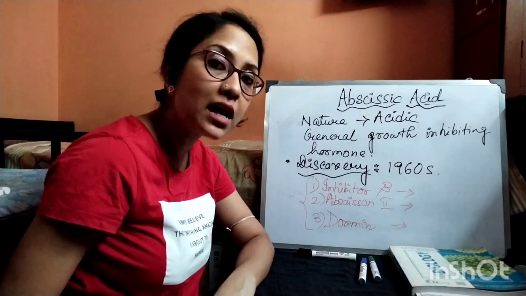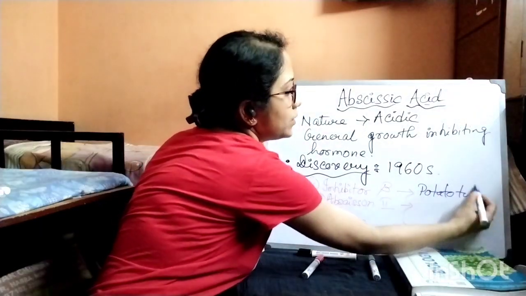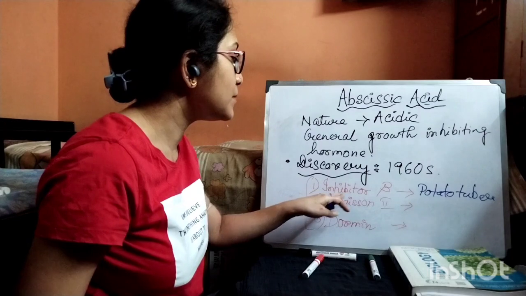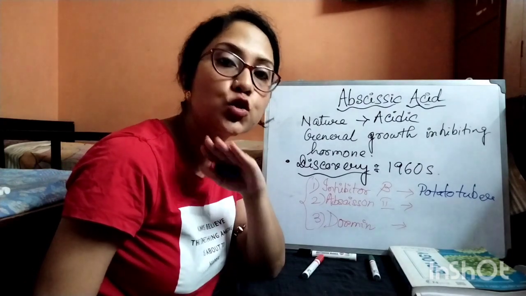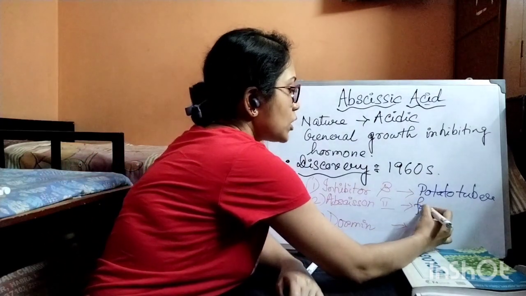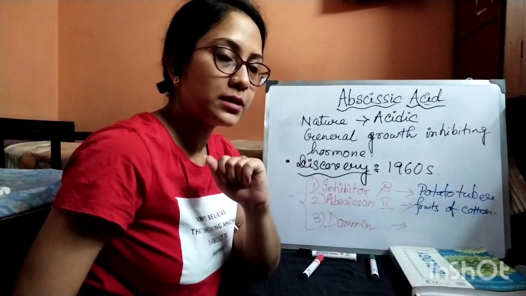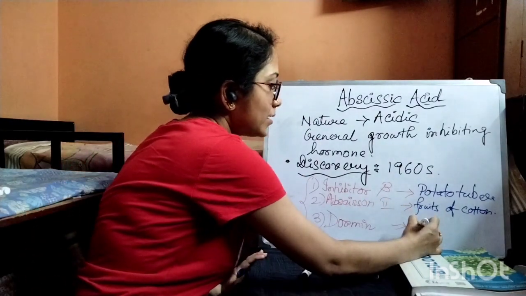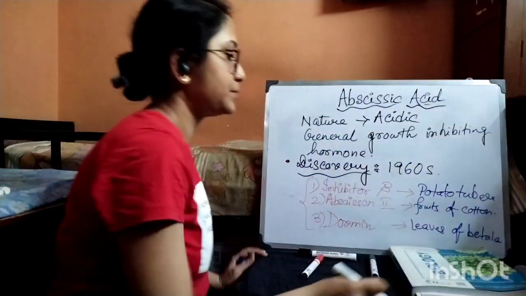The first one is inhibitor beta, which they found in which plant? In the potato tuber. In the potato tuber, they found the first inhibiting particle, which they named inhibitor beta. The second one is abscission II, which they found in the fruits of the cotton plant. And the third one is dormin, which they found in the leaves of the betula plant.